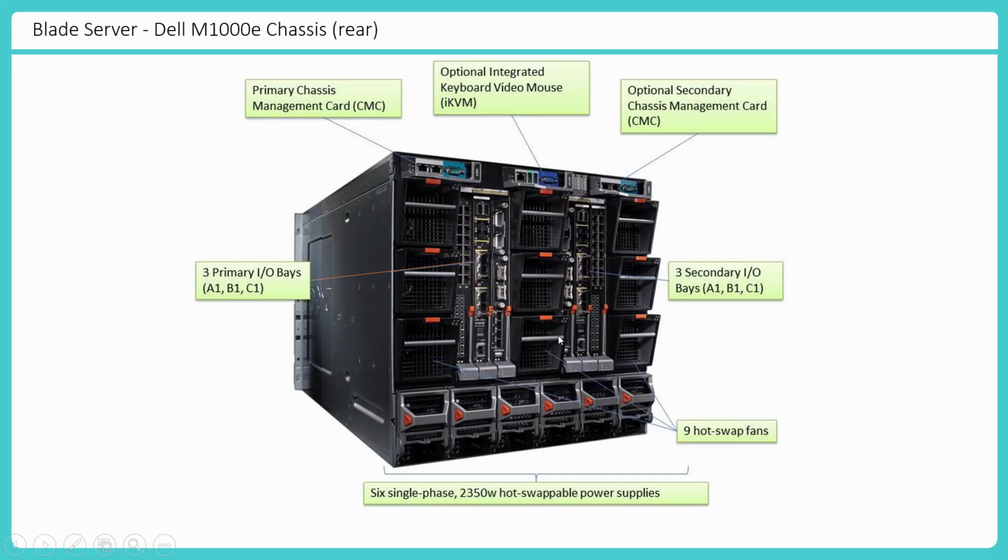And then we have swappable fans. So these are all your fans here. Then you have your power supply. A 2350 watt hot swappable power supply means that while the chassis is running, if you have a power supply failure, you could just remove that one and replace it with another healthy one. So this is how they are created with redundancy in mind.